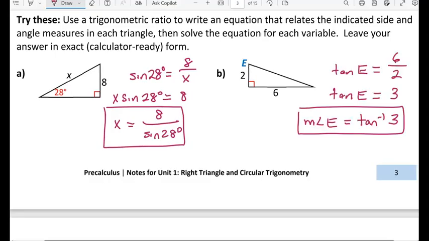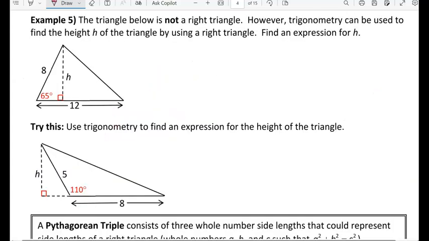For B, you should have gotten measure of angle E is equal to the inverse tangent of 3. It's okay if you have inverse tangent of 6 over 2 because it's really a calculator-ready answer, right? So we're not really after simplifying, we're just after an expression that I could enter into my calculator to get an approximate degree measure.